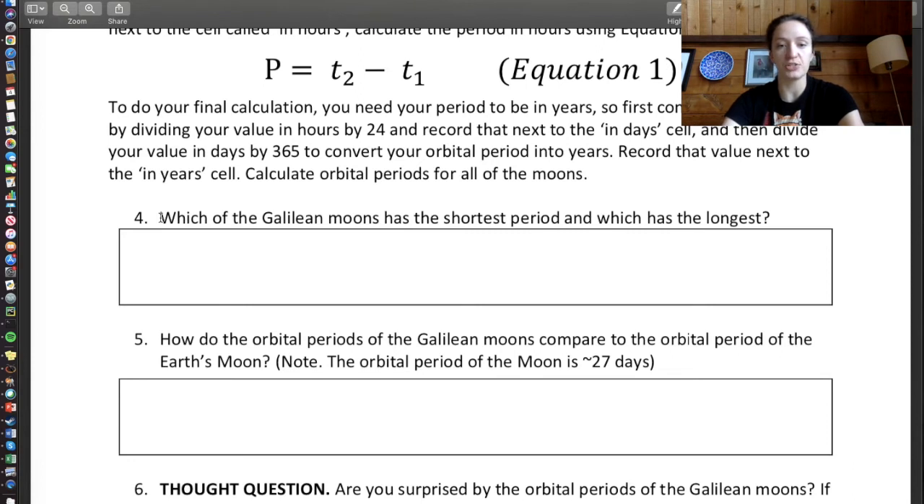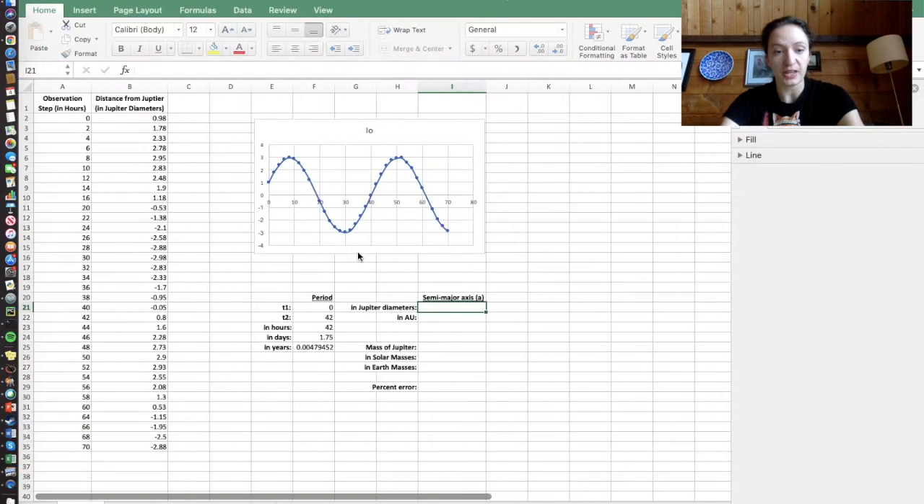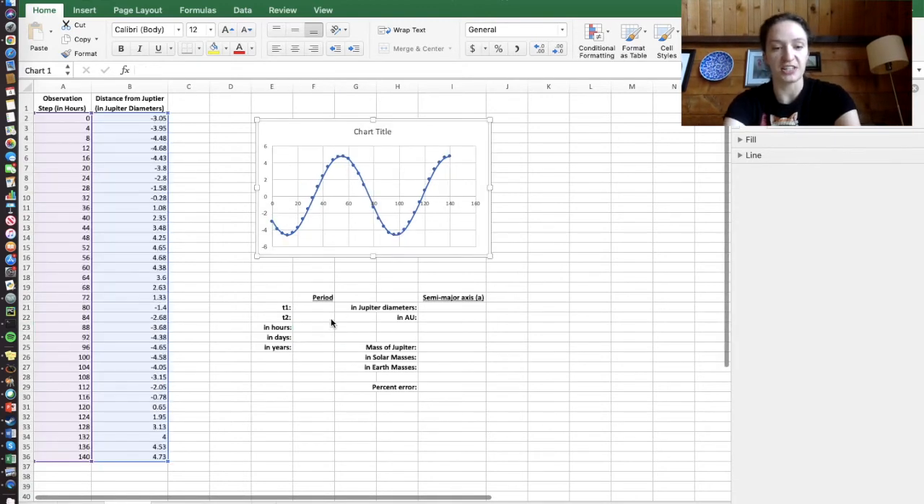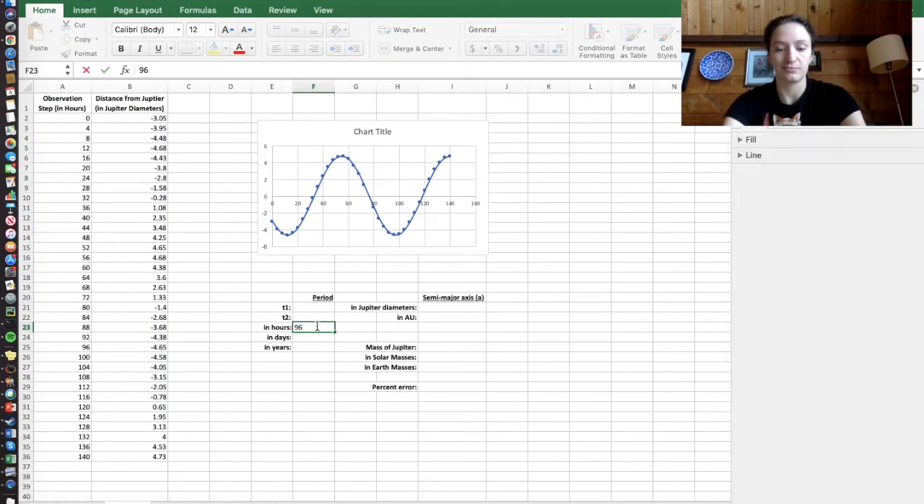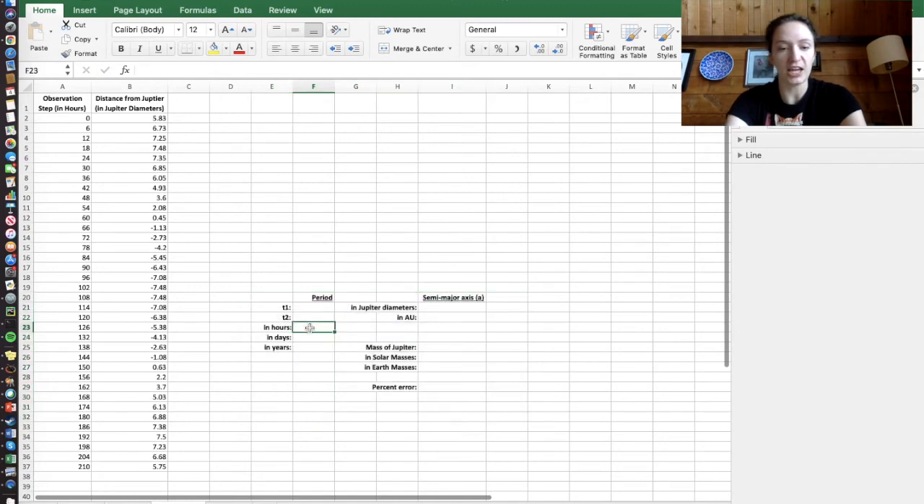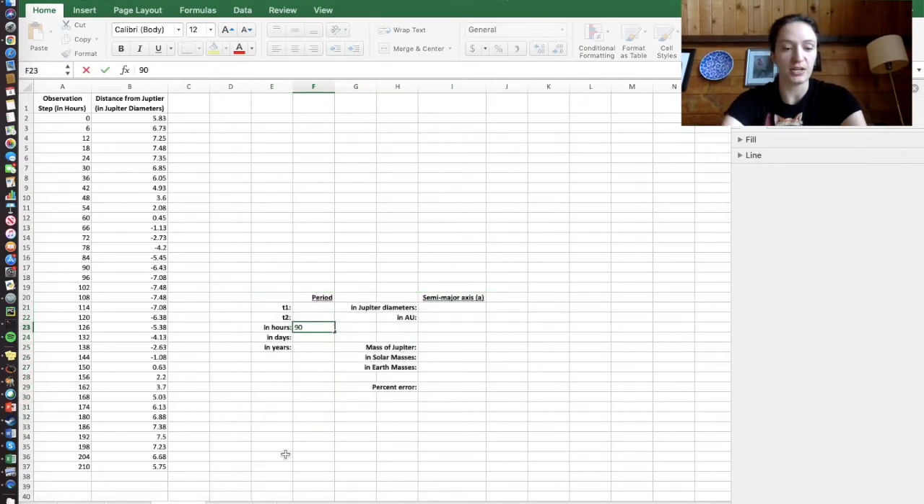Which of the Galilean moons has the shortest period and which has the longest? Now, keep in mind that these are going to be in decimals. If you want to look at the value in years, I recommend you just look at the value in hours, because that's easier for my brain to comprehend. So like Io, say, has a period of 42. Let's say Europa has a period of 69. And then Ganymede has a period of 90. And then Callisto has a period of 110.